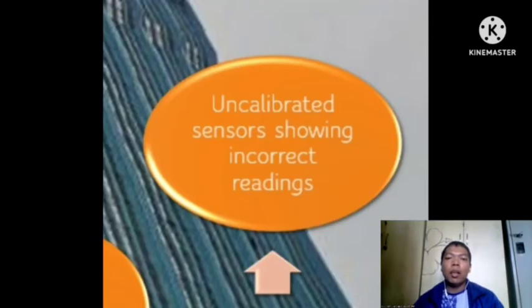The first one is uncalibrated sensors showing incorrect readings. Some sensors must be calibrated at the time of installation within 1% of the sensor measuring range. Some sensors may need calibration depending on purpose and use. Therefore, there is no serious difficulty unless the device is malfunctioning.